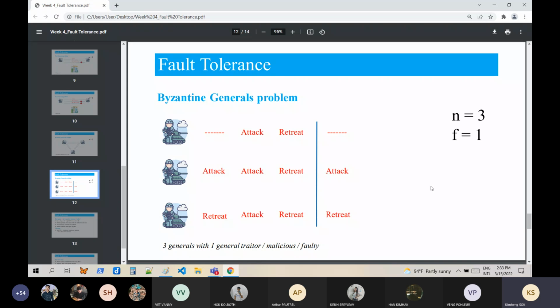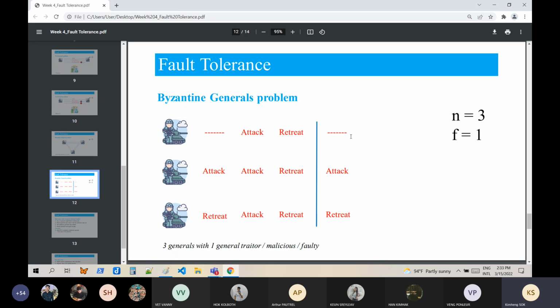The decision depends on the majority. Let's see this one. This one received 2 attack and 1 retreat, so tomorrow he will attack. But the second one received retreat, attack, retreat. The majority of the messages is retreat, so he will make the decision to retreat. And the first one we don't care about, because he is the traitor, the malicious general.